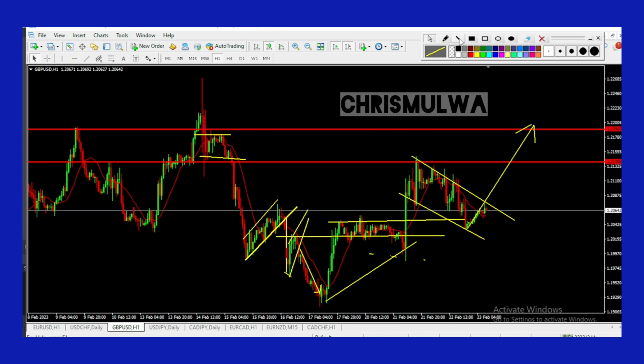Let me draw another line. That is very accurate. This one is not accurate. This is the accurate line. So we can place our buy position there. So here we buy.